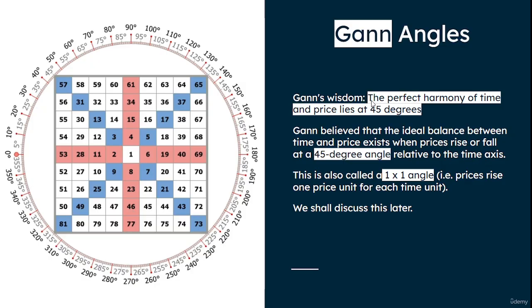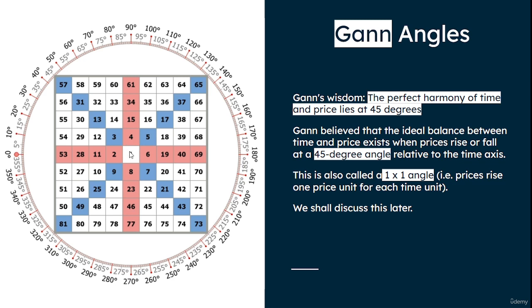Now in Gann's book and every literature of Gann, you have heard this line: the perfect harmony of time and price lies at 45 degrees. Gann believed that the ideal balance between time and price exists where the price rises or falls at a 45 degree angle. In that context, the support and resistance in a Gann square of 9 lie at 45 degrees, as you can see here. Look at the blue line, it is 45 degrees from here, and this one is also 45 degrees. I am assuming that you know the degrees, that is very basic.